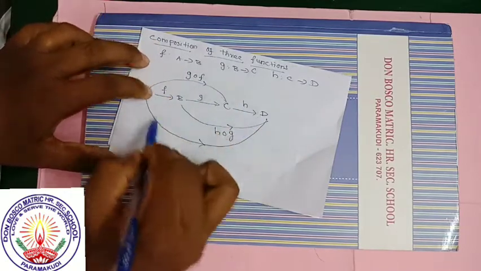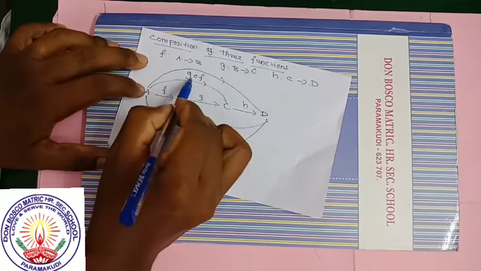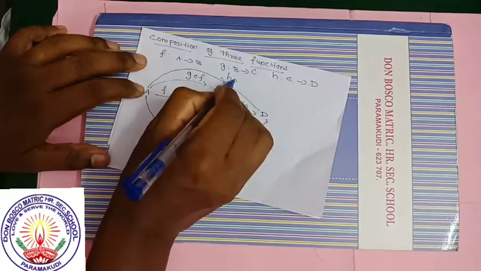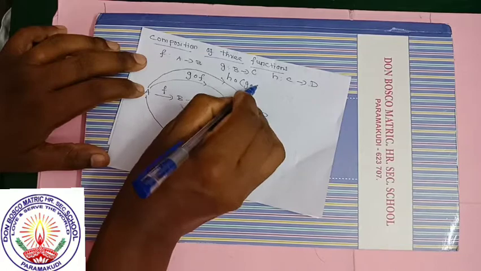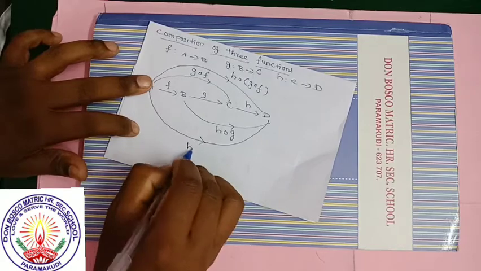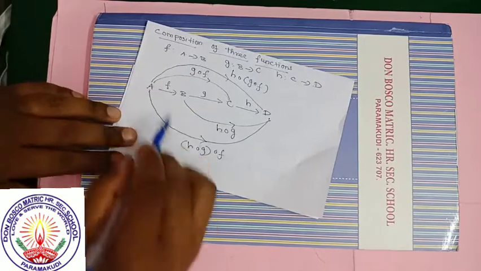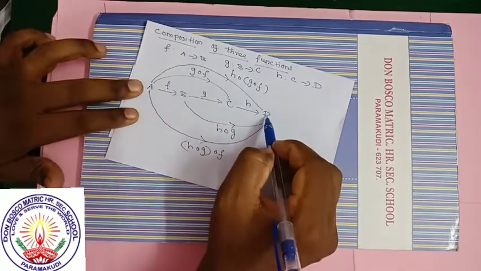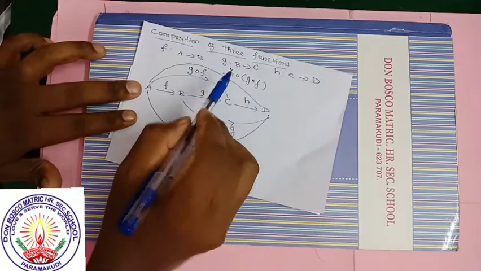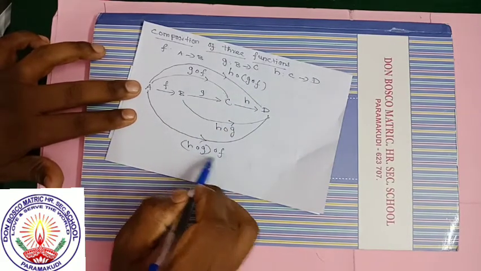We can go this way, or we can come this way. If you go like this, first function g composition f, then h, then this is h composition of g composition f. This is the first function f, another one h composition g, which means it is h composition g composition f. Look, both start from A and end at D, but the names are different: we have two composition functions, h composition of g composition f, and h composition g composition f.